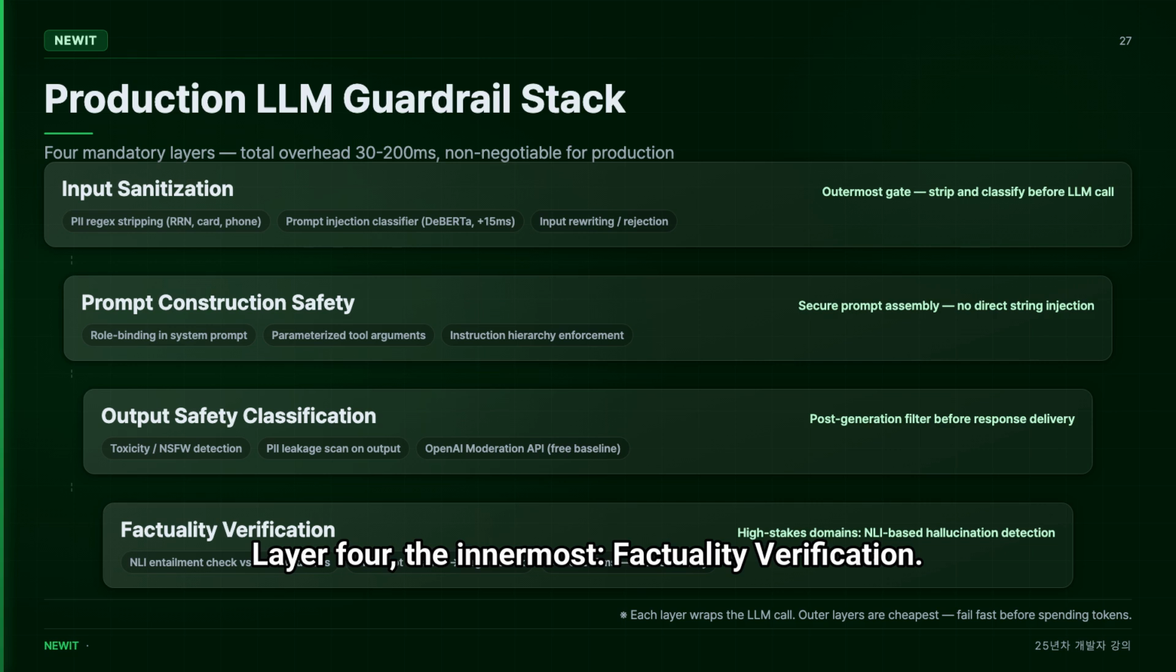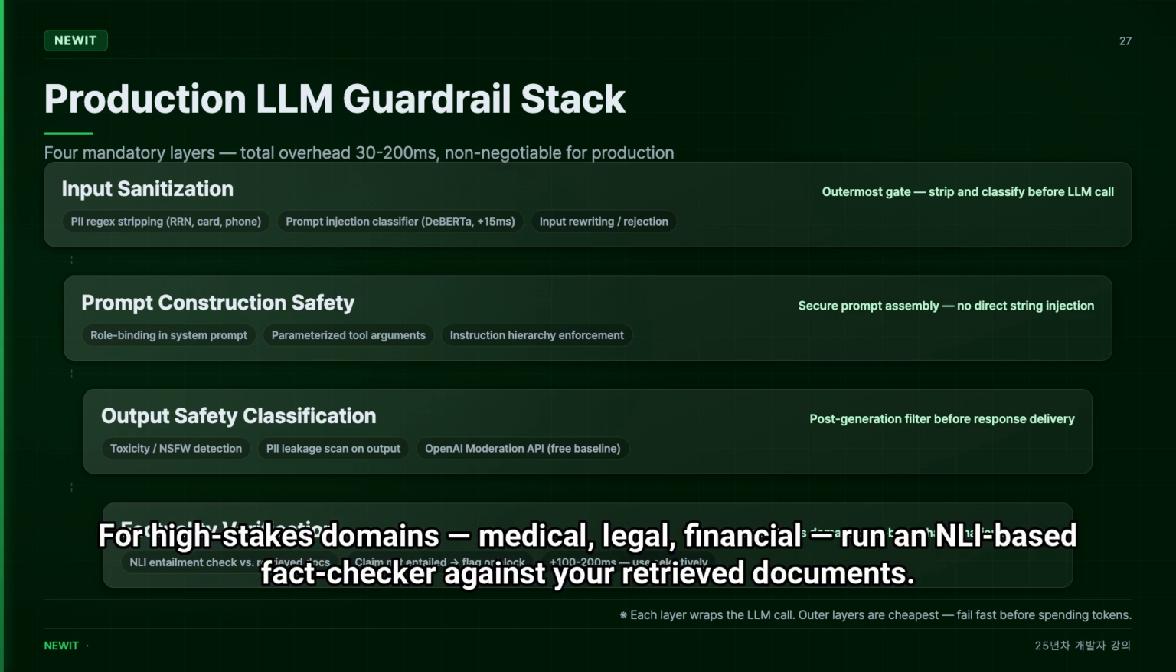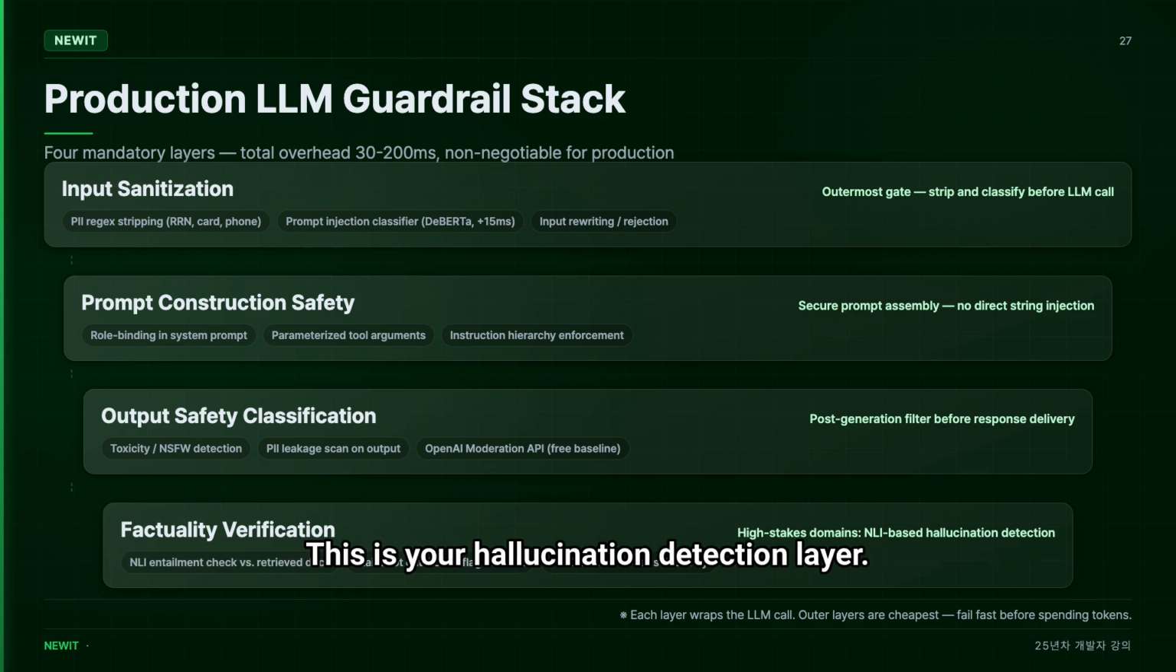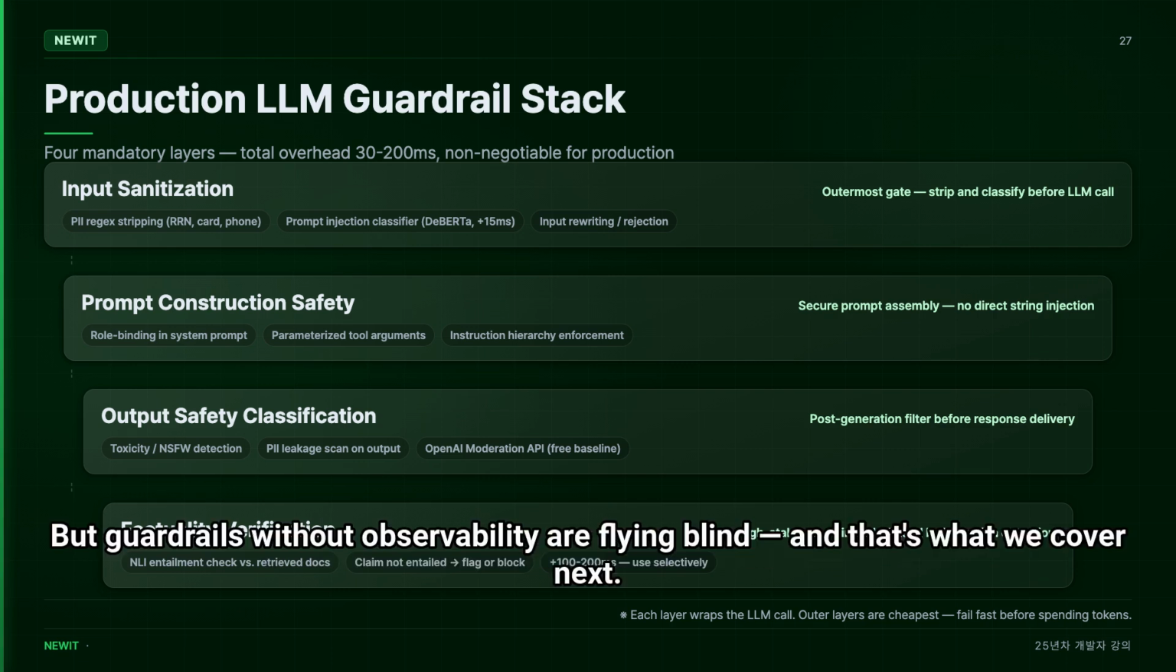Layer 4, the innermost, factuality verification. For high-stakes domains, medical, legal, financial, run an NLI-based fact-checker against your retrieved documents. Flag responses where the claim is not entailed by any retrieved chunk. This is your hallucination detection layer. The total overhead, 30 to 50 milliseconds for layers 1 to 3, 100 to 200 milliseconds for layer 4. Budget it into your latency SLO. But guardrails without observability are flying blind, and that's what we cover next.